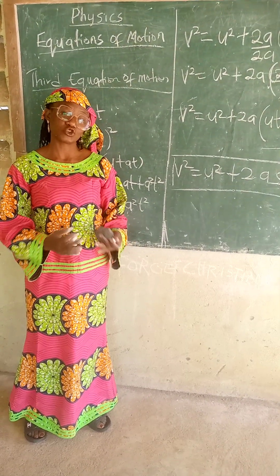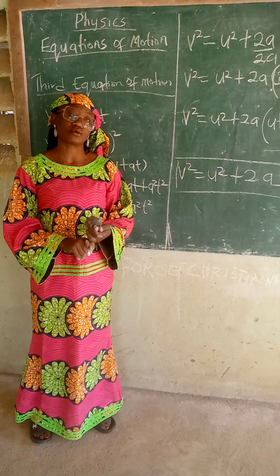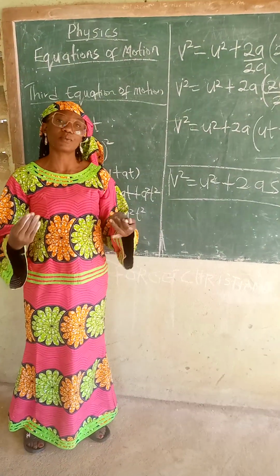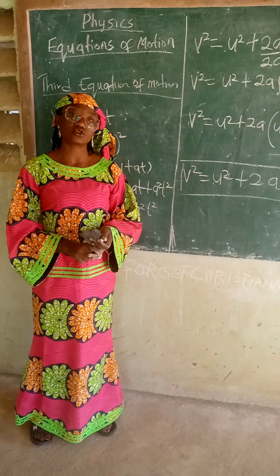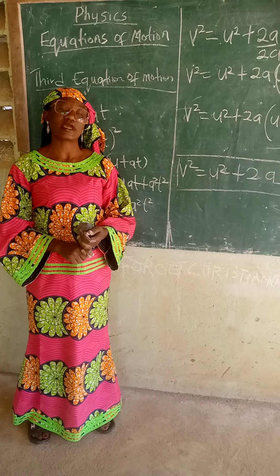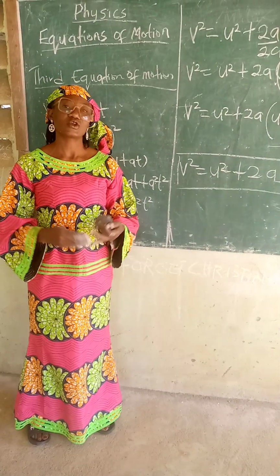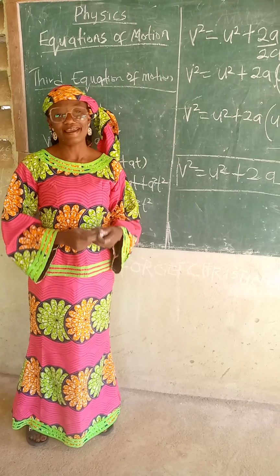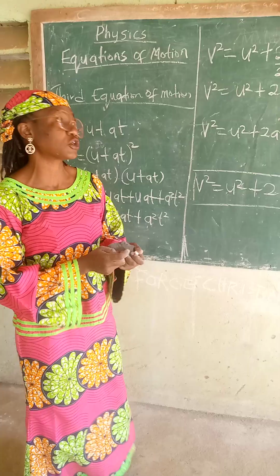I know by now you should be able to do this on your own. We have the first equation to be V is equal to U plus AT, the second equation to be S is equal to UT plus half AT squared, and the third equation to be V squared is equal to U squared plus 2AS. So I would like us to solve simple problems on equations of motion.